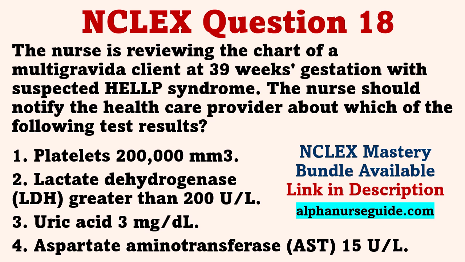The correct answer is 2. The normal value of LDH in a non-pregnant person is 45 to 90 units per liter. LDH elevations indicate tissue destruction that can occur with HELLP syndrome. The platelet count is in the normal range and remains unchanged during pregnancy. Uric acid in a non-pregnant woman is 2 to 6.6 milligrams per deciliter. AST normal range is 4 to 20 units per liter.